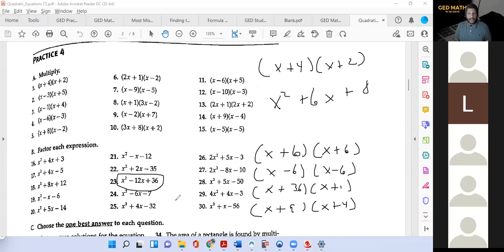What you should realize is, if you know how to multiply binomials, you need that middle term minus 12. Minus 6 plus minus 6 gives you minus 12. Not it. 36 plus 1 gives you 37. Not it. 9 plus 4 gives you 13. Not it.